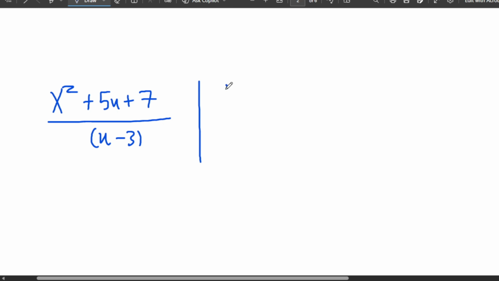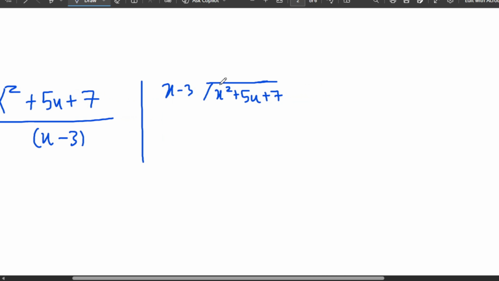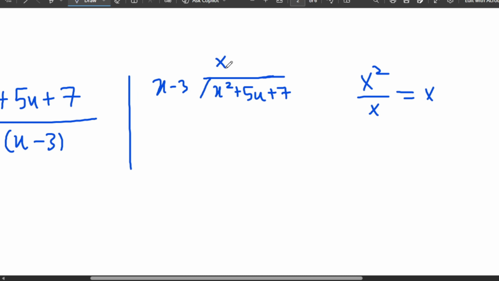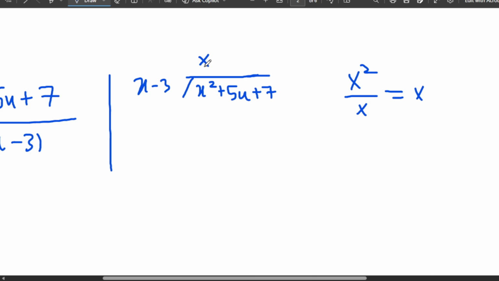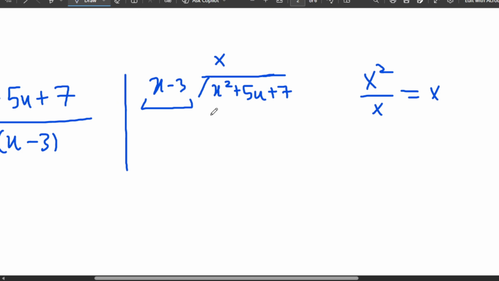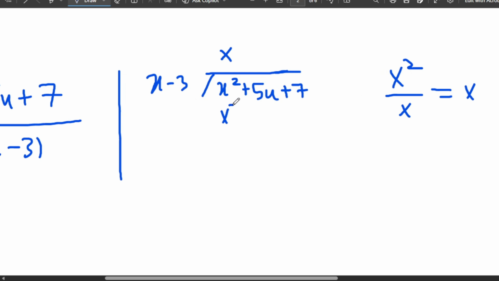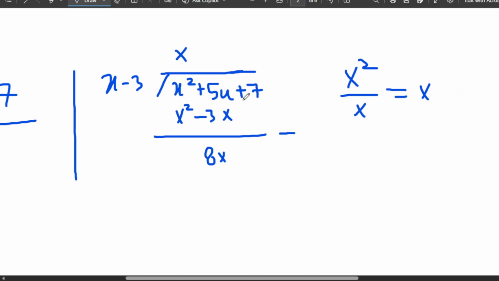We have the denominator, which is x minus 3, and then we have the numerator, which is x squared plus 5x plus 7. First, we divide the first term by the highest degree term x, which leaves x. So we have x on top here, and we multiply this x by the denominator and put it inside here, which gives x squared minus 3x. When we subtract them, we have 8x, and then the 7 goes down.